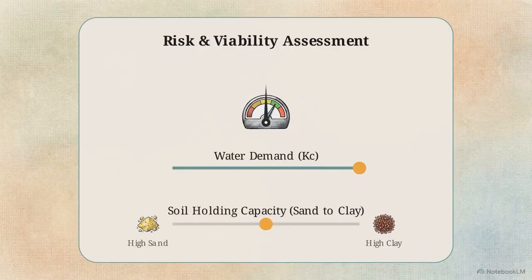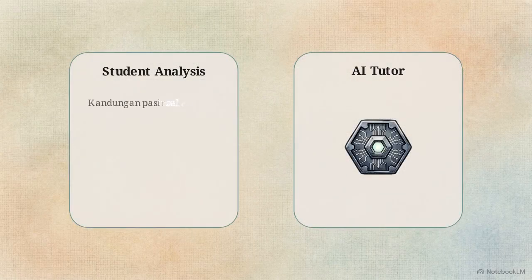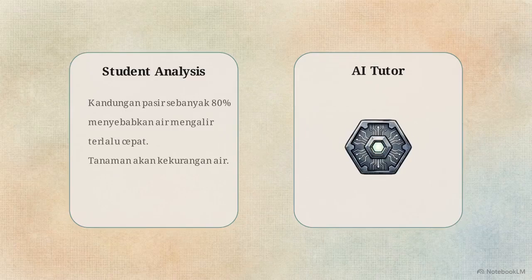Evaluating risk requires balancing the water demand of your plant against the physical water-holding capacity determined by the soil's sand-to-clay ratio. Once you have made your observations, the integrated AI tutor evaluates your responses. Powered by Claude, it analyzes your typed reasoning based on the specific climate data you just worked with, rather than using a generic answer key.